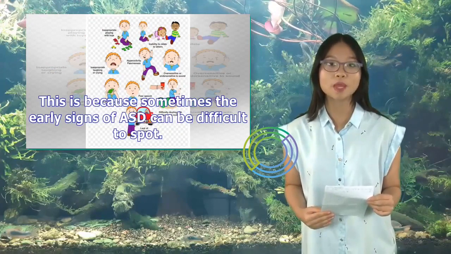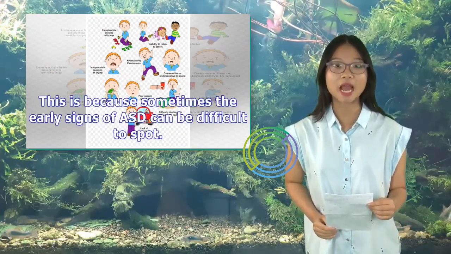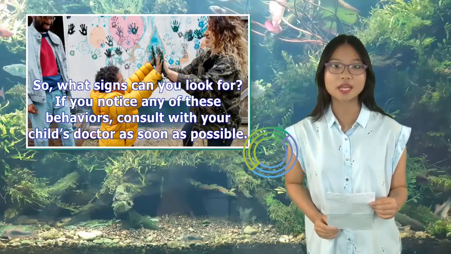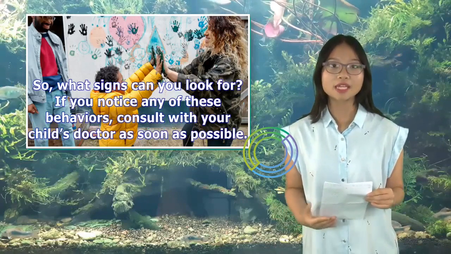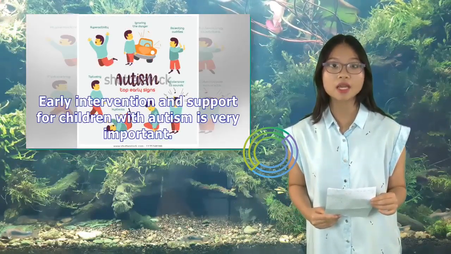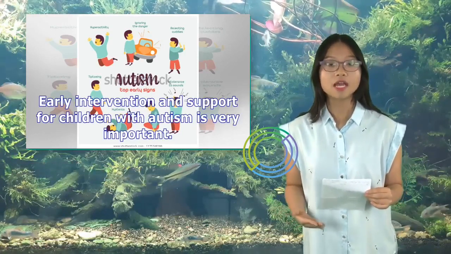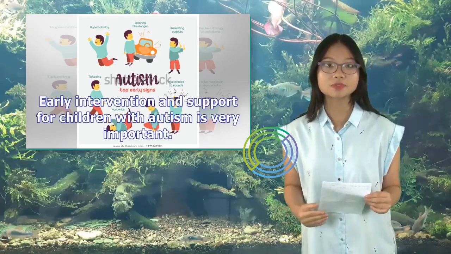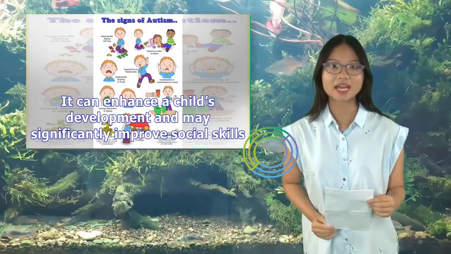This is because sometimes the early signs of ASD can be difficult to spot. So, what signs can you look for? If you notice any of these behaviors, consult with your child's doctor as soon as possible. Early intervention and support for children with autism is very important. It can enhance a child's development and may significantly improve social skills.